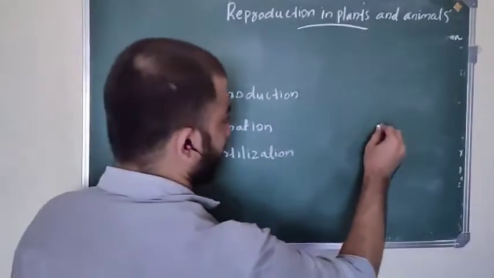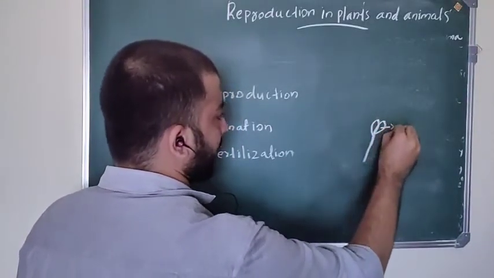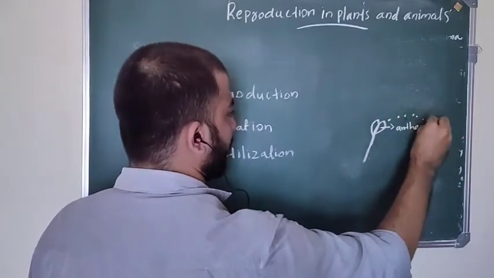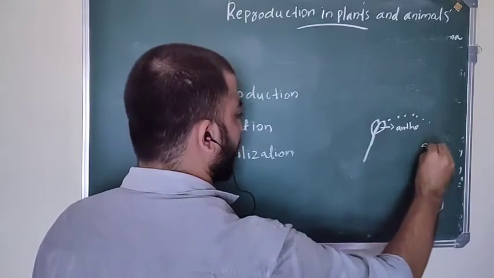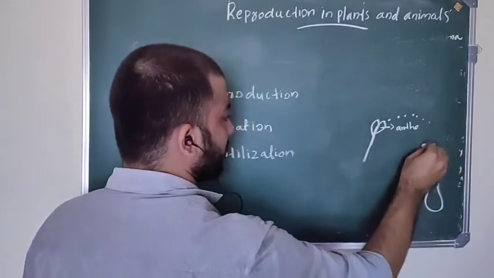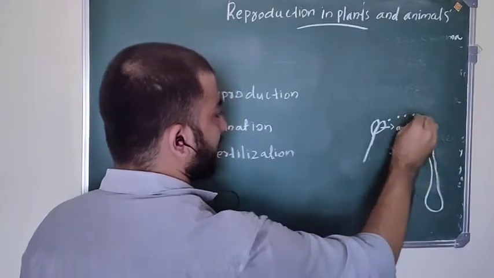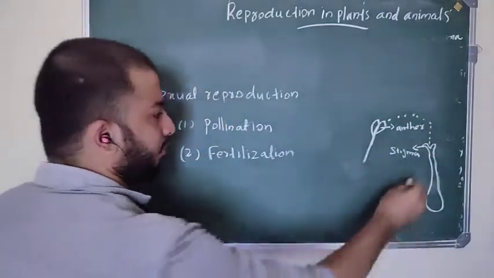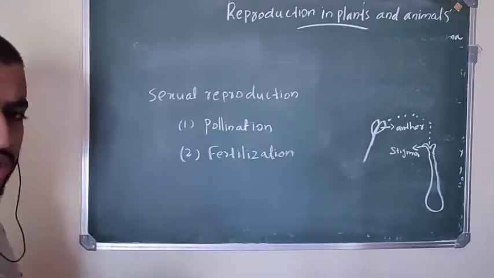You know anther. So this is the stamen. This is the anther. Inside this anther, what forms? Pollen grains form. These pollen grains go to the carpel. This is the stigma of the carpel. So transfer of pollen grains from anther to stigma of another flower is called pollination. We will study it in detail.